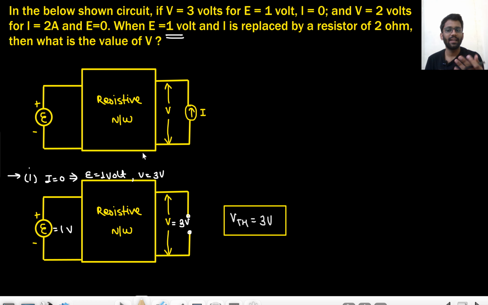Because if E was something else, let's assume in this case E was 5 volt, and whenever you were asked, E is your 1 volt. So at that time VTH will change. Are you getting my point?